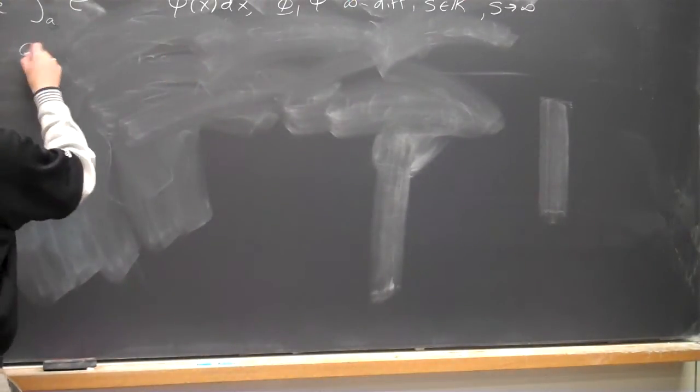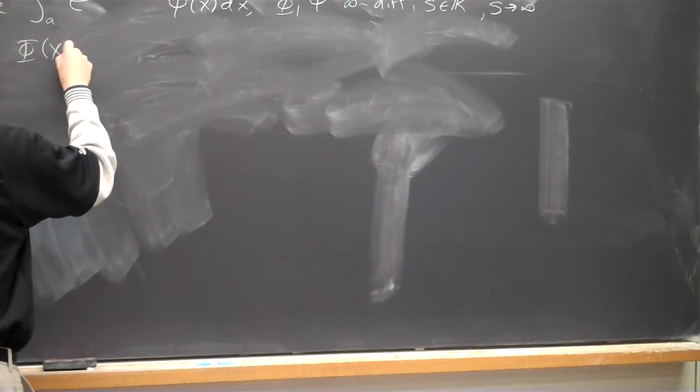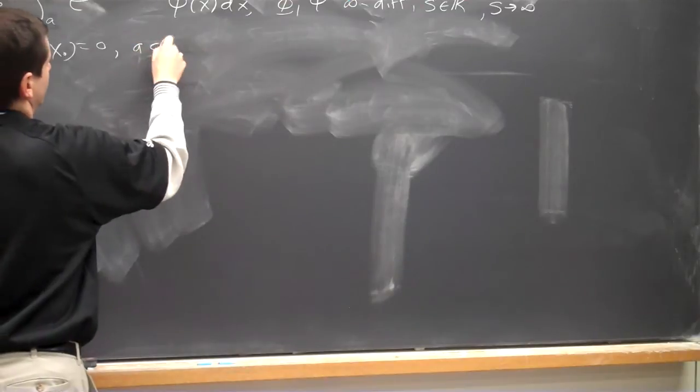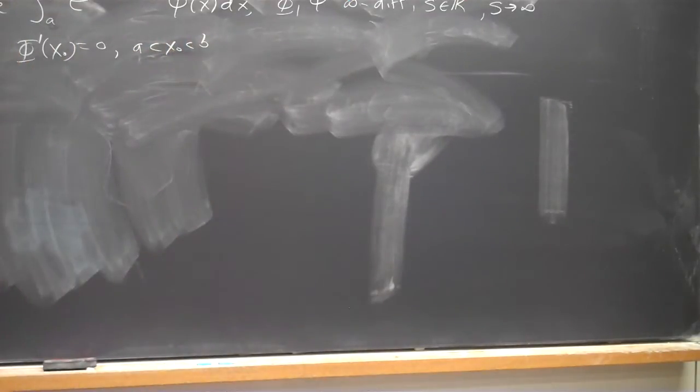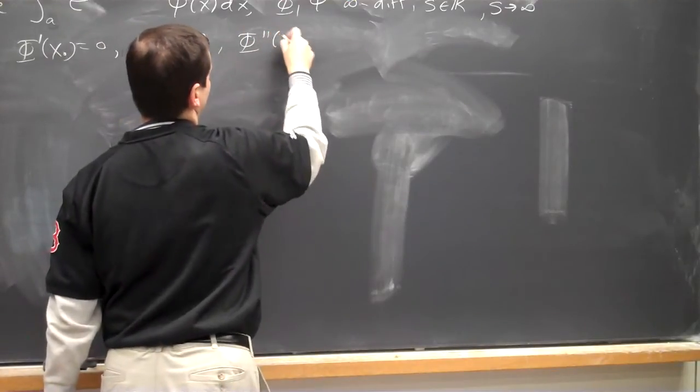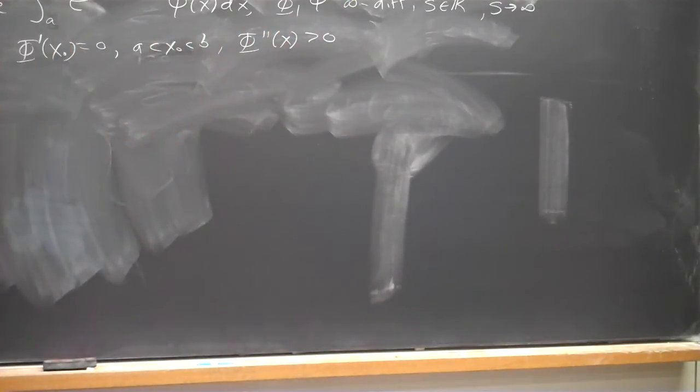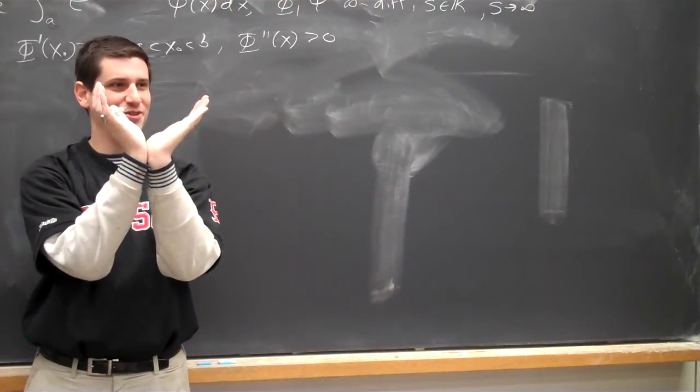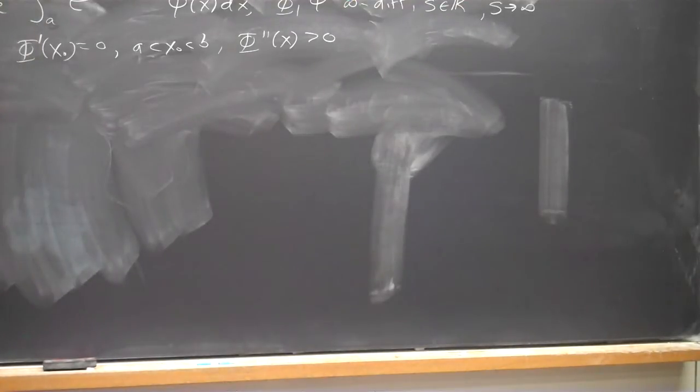And so what we'll assume is phi prime of x naught equals 0, a less than x naught less than b. So there's some point where phi prime vanishes in my interval ab, and I'll assume phi double prime of x is greater than 0. So what kind of point do I have? Local minimum. So I always have to draw the parabola, y equals x squared, the derivative is 2x, then the second derivative is 2. Okay, so the second derivative is positive, so I have a minimum. So I'm going to have a minimum.